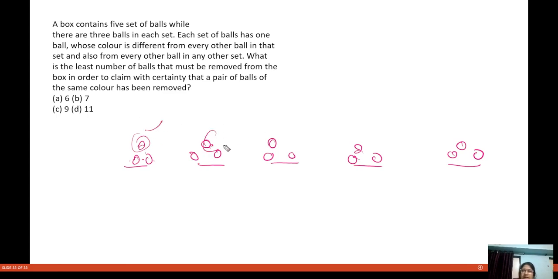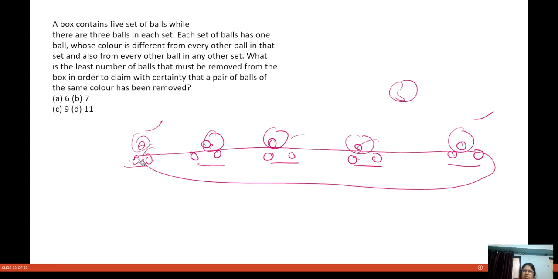So these 5 balls we will keep. We are considering that these are the 5 balls of different color. And how many balls are left? 10. So we'll not remove all these 10, we'll remove these 9. So even if this matches this one or this one, they have already been removed. So remove 9 balls. This is your answer.